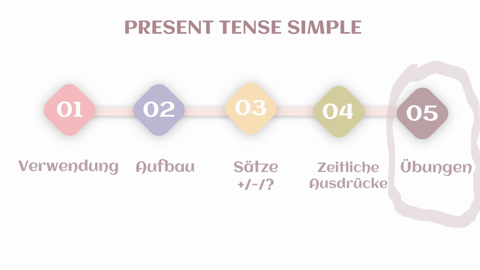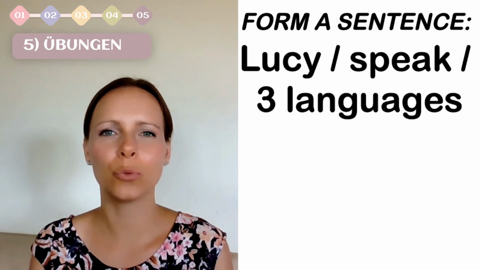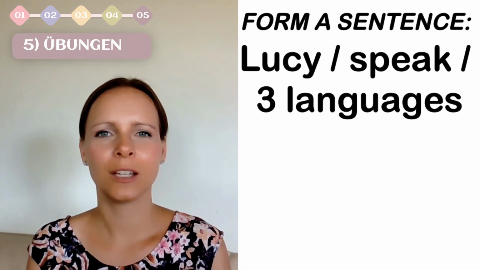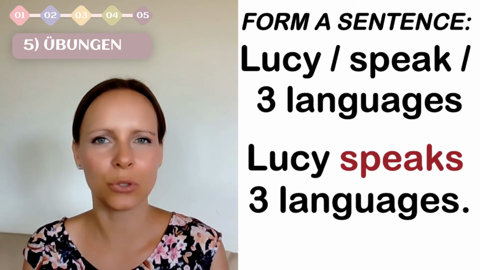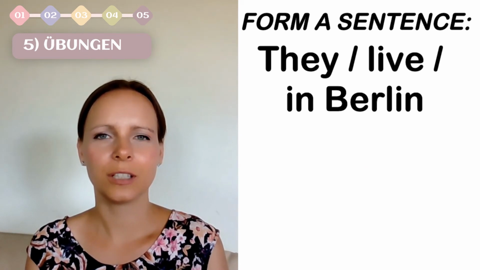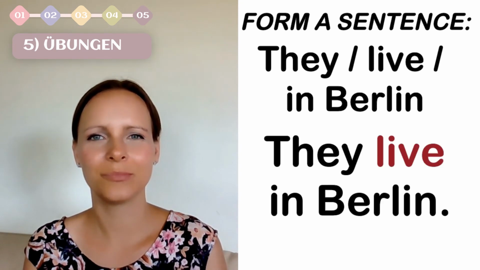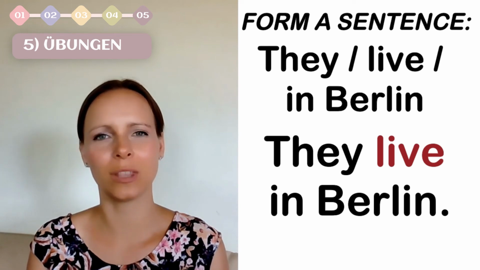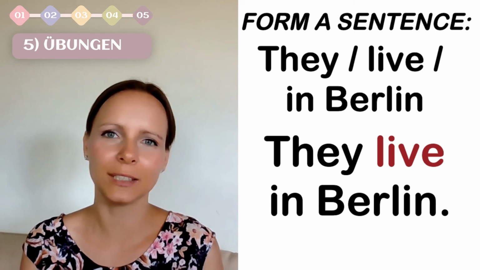Übungen. Now let's practice the formation of the present simple tense. Lucy, speak 3 languages. How would we form a sentence? Lucy, this is the same as she, so Lucy speaks 3 languages. They live in Berlin. And the sentence would be, they live in Berlin, because with they, we don't have any S at the end of the verb. They live in Berlin.